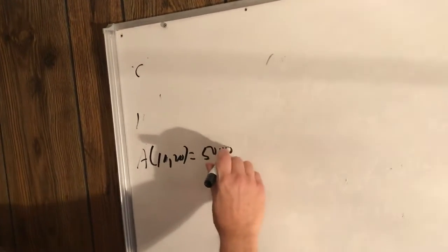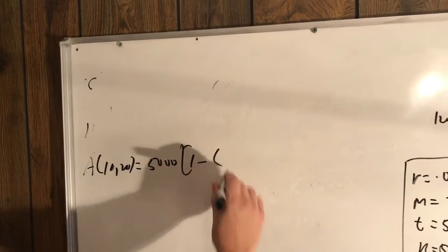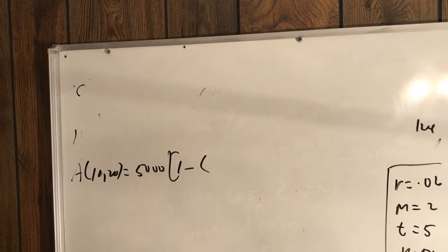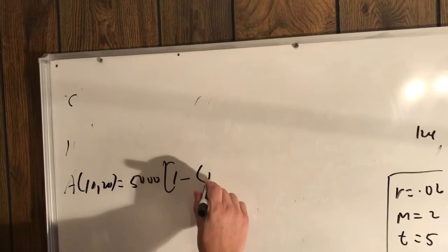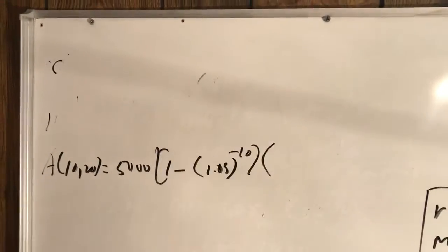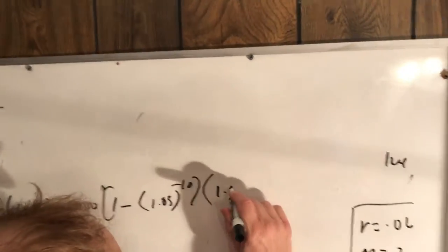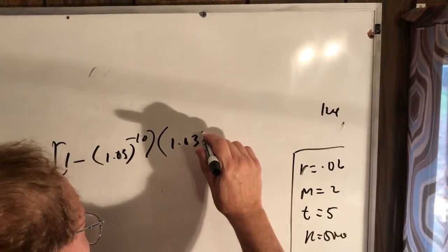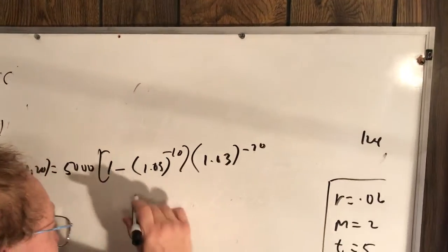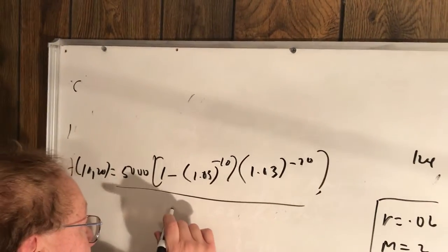It's 5,000 times 1 minus, that would be 0.03, 1.03 raised to the minus 10, times 1.03 raised to the minus 20, divided by 0.03.